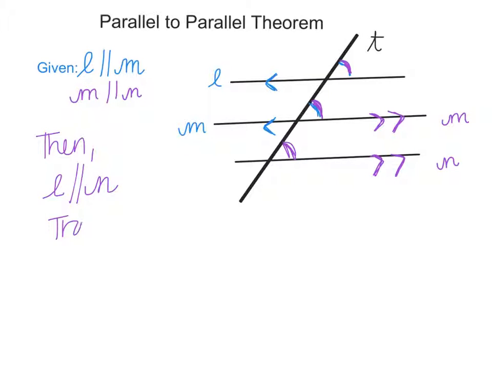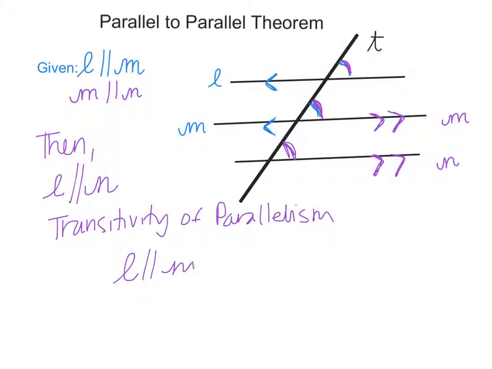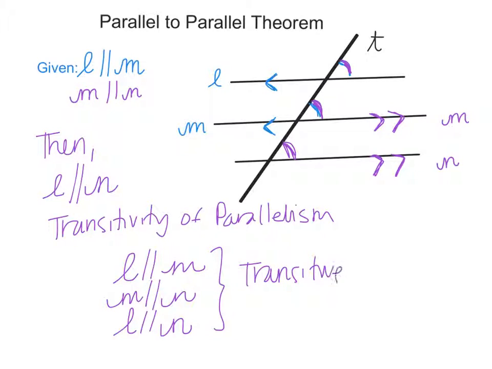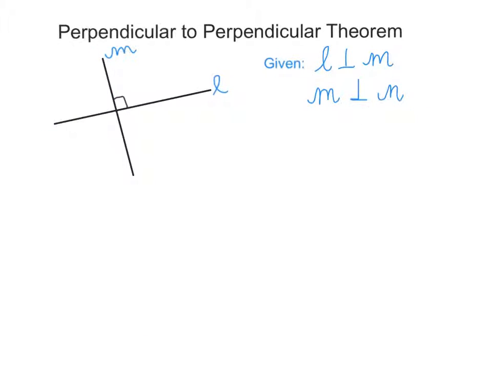This is called the transitivity of parallelism. And we've already talked about the transitive property, and this is still true here, right? So if we have L is parallel to M is parallel to N, then L has to be parallel to N, and this is all because of the transitive property.